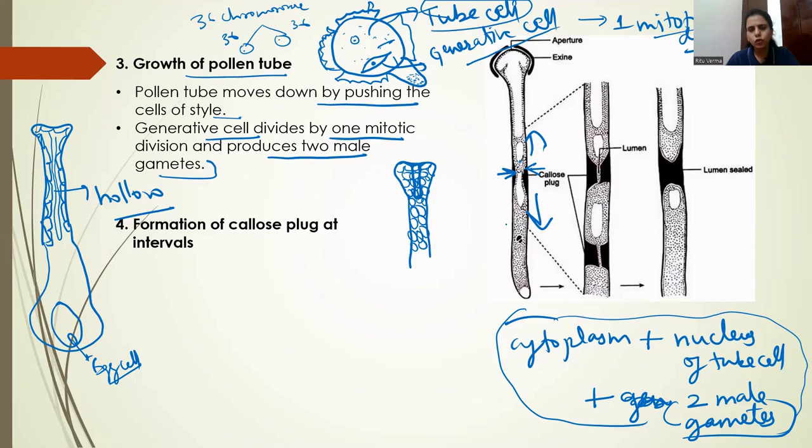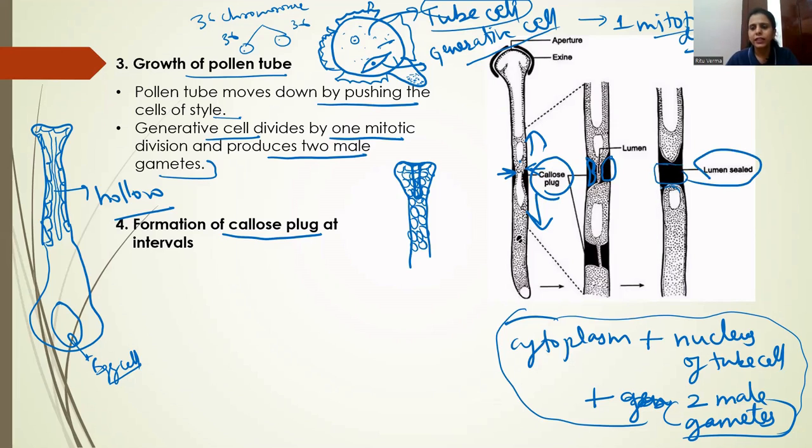Okay, so in order to prevent this, callose plugs are formed at intervals. This dark black structure you can see here is known as a callose plug. Callose is a polysaccharide. So these callose plugs are formed in the pollen tube, and the significance of their formation is that once a callose plug is formed here, the lumen is completely sealed.